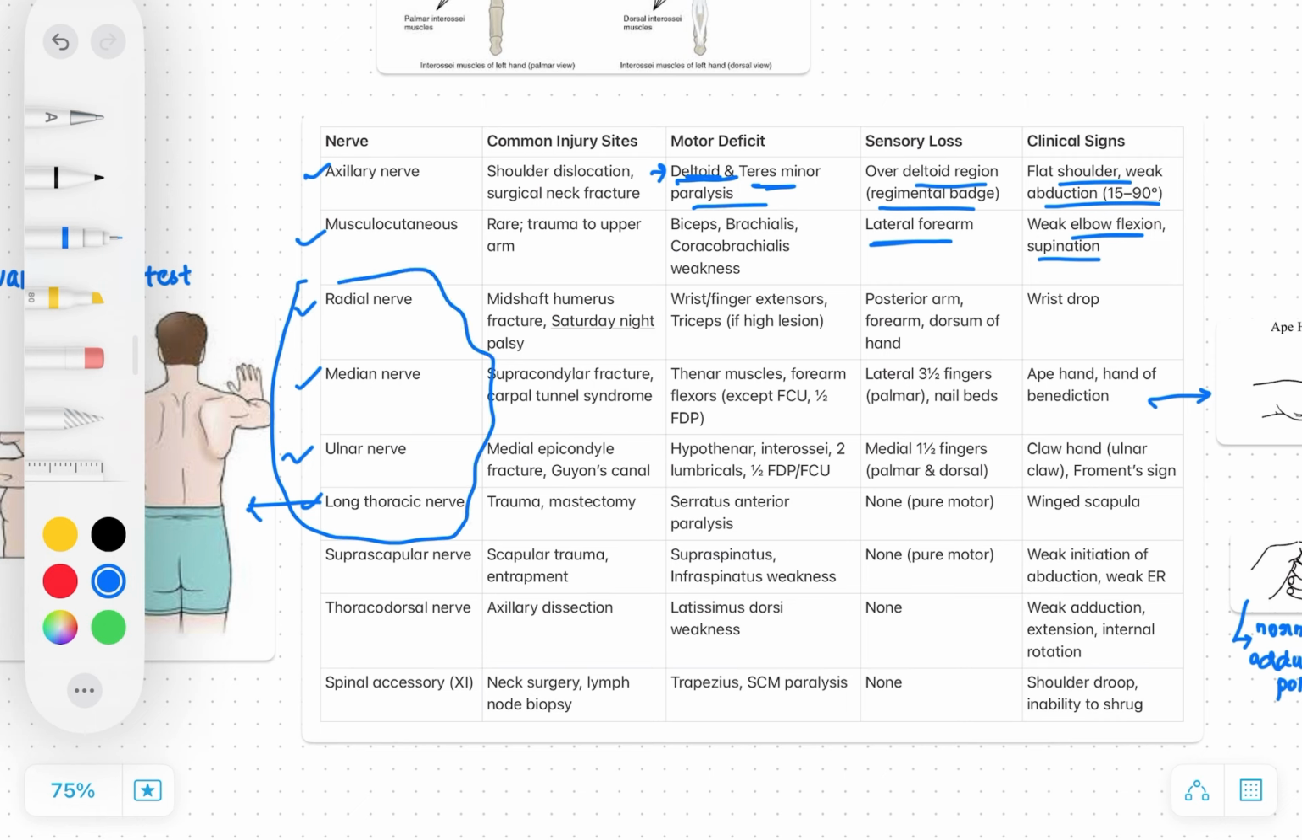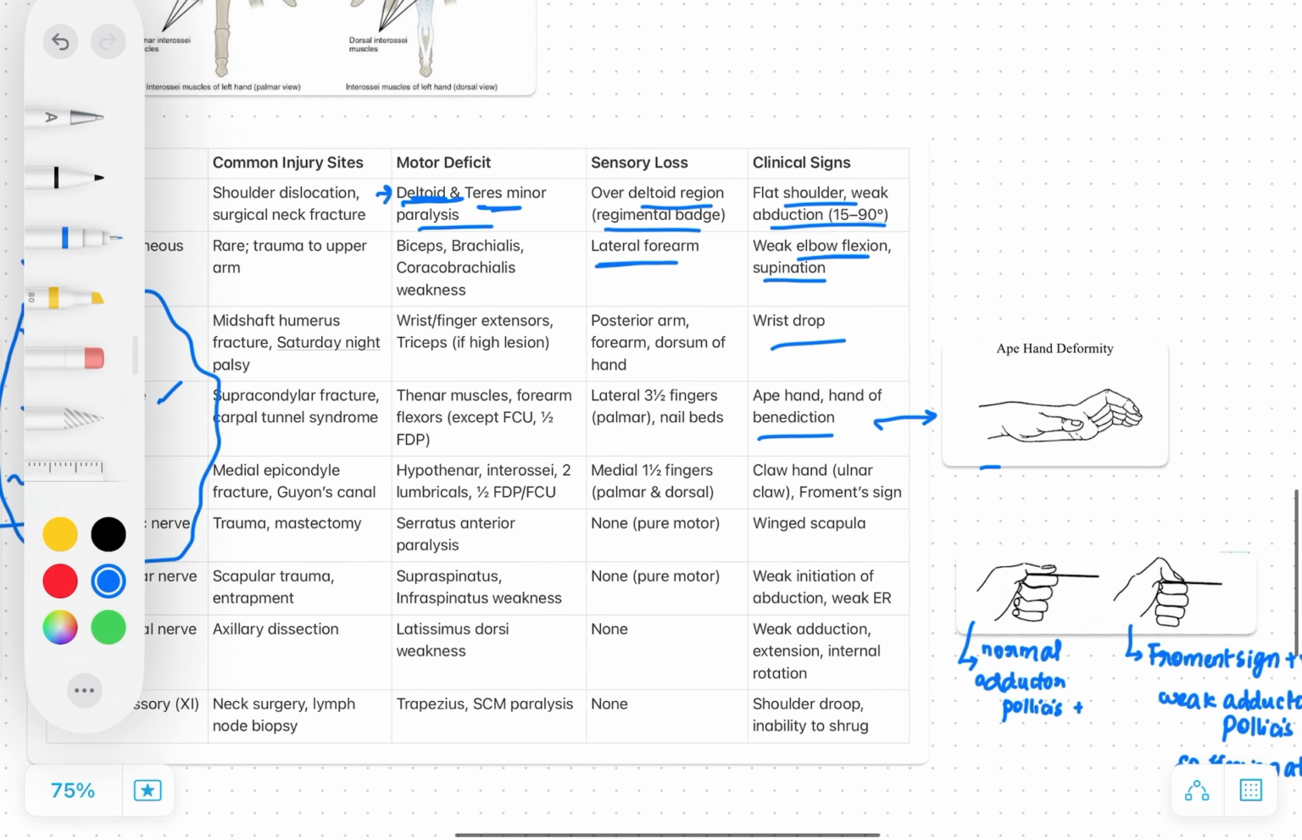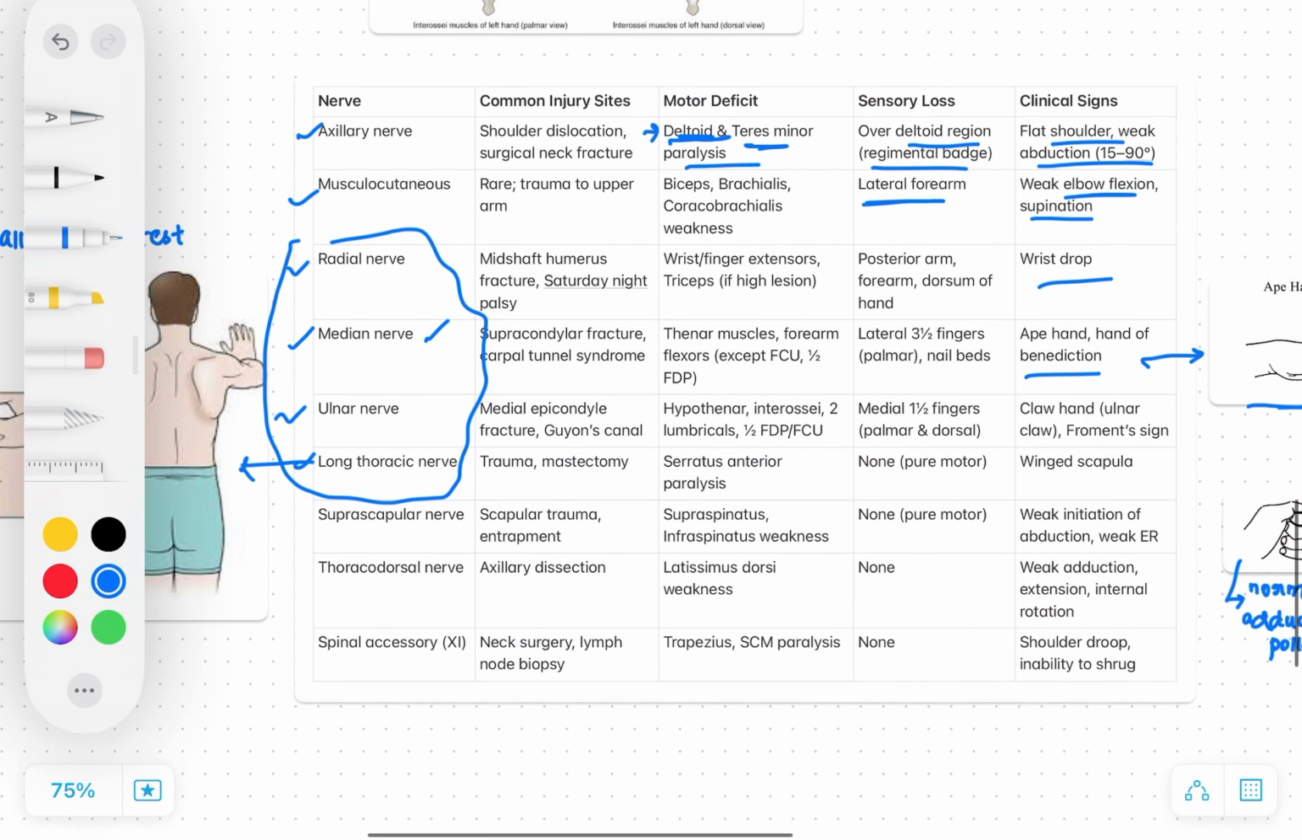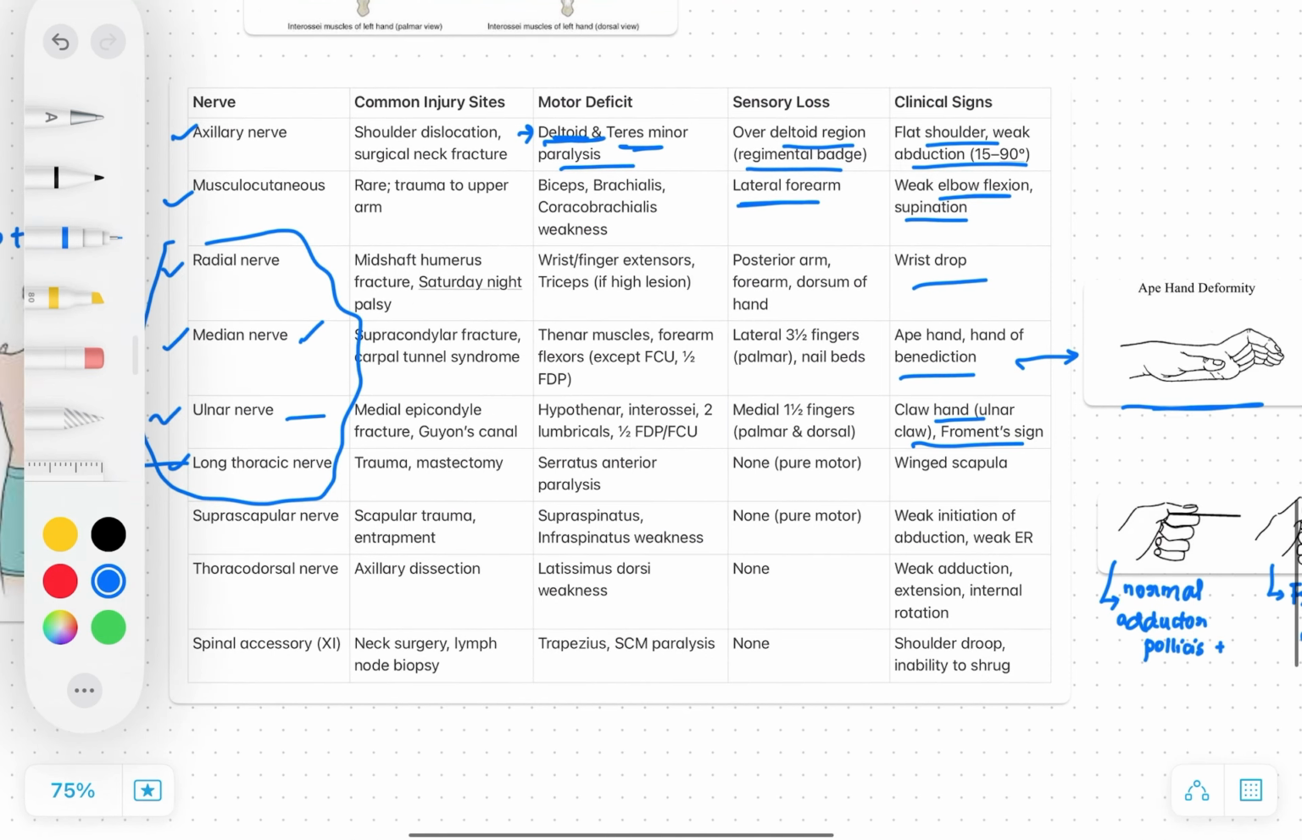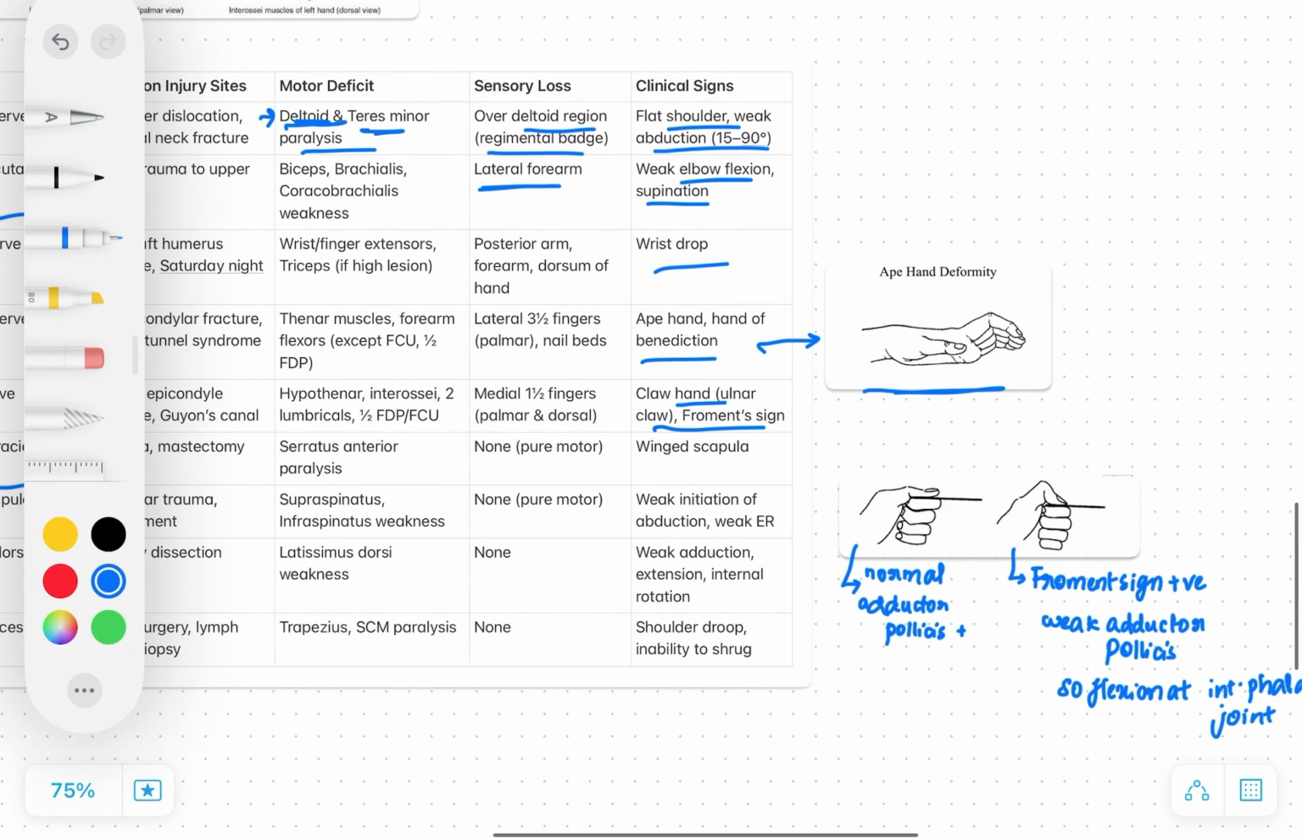Radial nerve injury will cause wrist drop, and also if there is only superficial radial nerve injury, it will only cause sensory loss over the lateral 3.5 fingers, with sparing of the fingertips, because fingertips are also supplied by the median nerve. Next, median nerve injury will cause ape hand or hand of benediction. This is the deformity. Next, ulnar nerve injury will cause claw hand or ulnar claw, and Froment sign is positive. Claw hand and Froment sign are the most important things, because ulnar nerve will supply adductor pollicis.